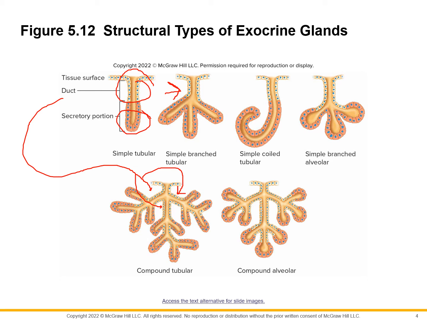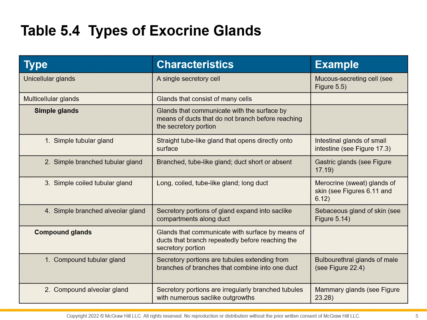From there, we look at the secretory portion. The secretory portion is going to have a shape. If it is a tube, it is tubular. If it looks like a balloon, we call it alveolar. It's that simple, all right? It's that straightforward. The duct is either simple or compound. It's either one or branched. And the secretory portion is either a tube or a balloon, and so it's going to be either tubular or alveolar. This kind of goes over some of the things. I'm not worried about you knowing each one of these. I want you to know the basics of it.